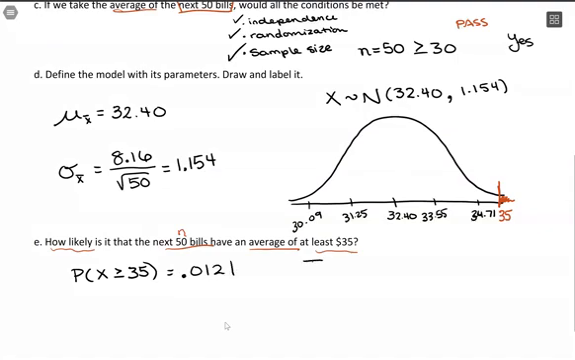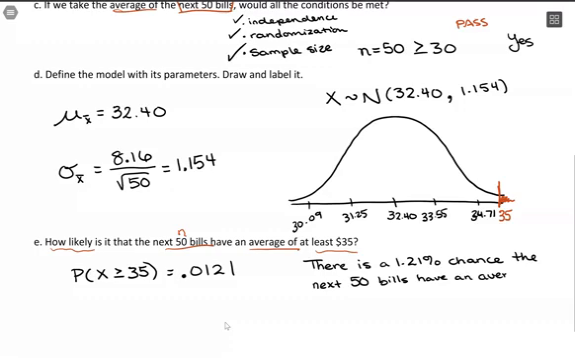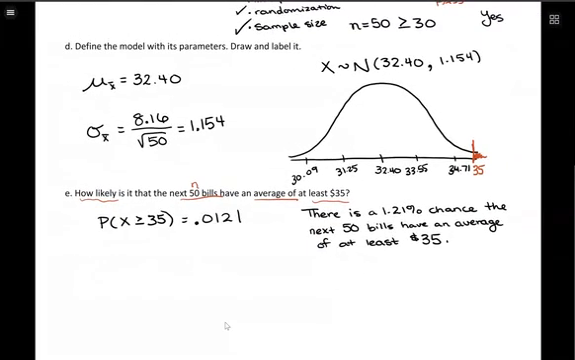So we're going to have, there is a 1.21% chance the next 50 bills have an average of at least $35. All right, so that's our sampling distribution of means.